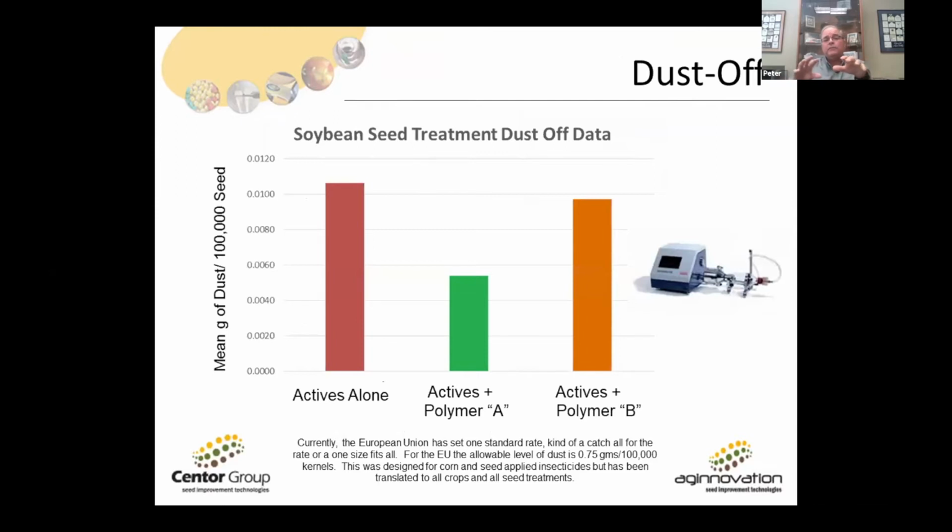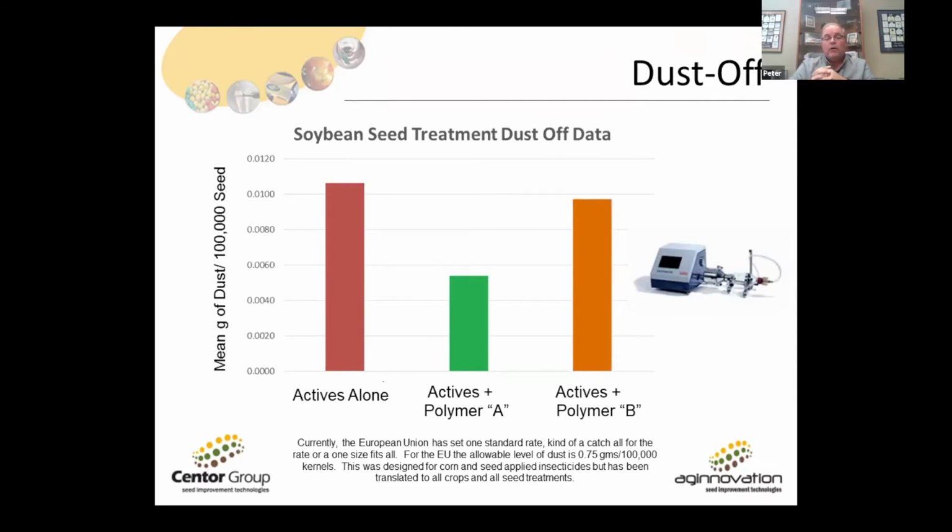So dust off, to give you some perspective of dust off and to try and put some numbers in perspective, we traditionally measure dust off in grams of dust per 100,000 seeds. The EU has a level of 0.75 grams per 100,000. Those are very small numbers and certainly hard to understand if you're not looking at them in comparison to something. When you look at actives alone, if you're just putting an active on with no polymer, those actives will have a higher dust off score than a seed treated with a polymer in a traditional film coat.